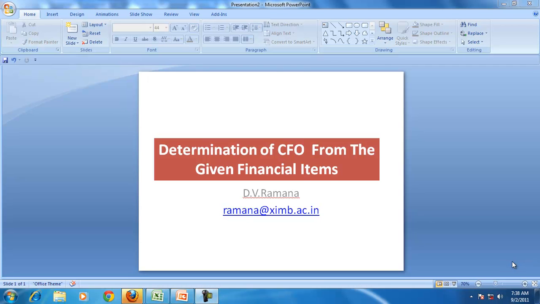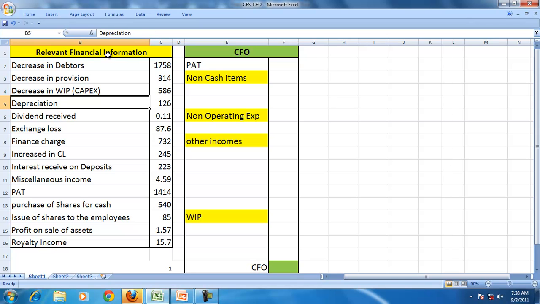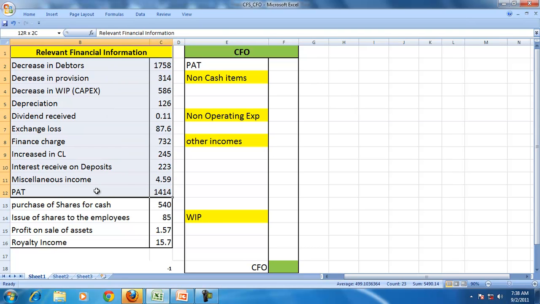Today we'll continue our discussion on the determination of cash from operation when certain relevant financial items are given. So let us go to the Excel. This is the relevant financial information picked up from the cash flow statement of an Indian company. And by using this information we will calculate cash from operation.